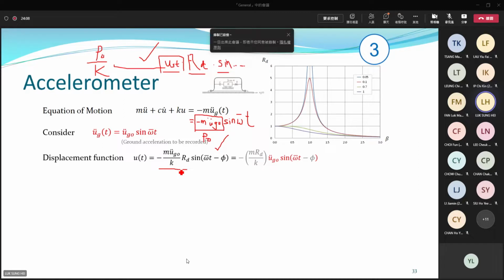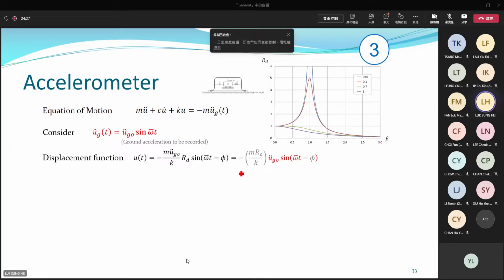RD, we have one equation before. RD depends on two parameters: beta and the damping ratio. We have one big equation with a square root. Then I rearrange the equation a little bit. For example, I group those coefficients m, k into one term, also RD. And then I move the ground acceleration outside this bracket, and then the sine function. This is the displacement of this spring mass system.